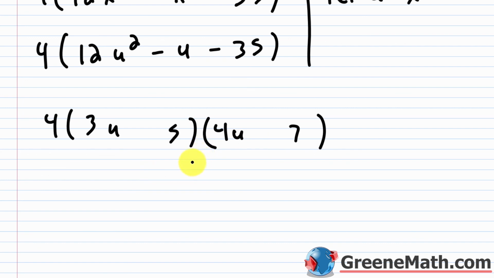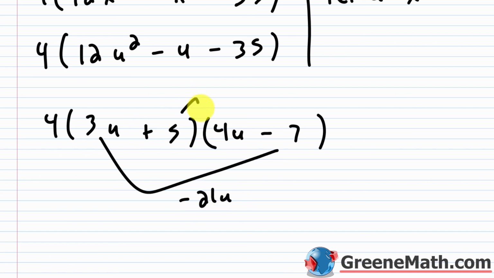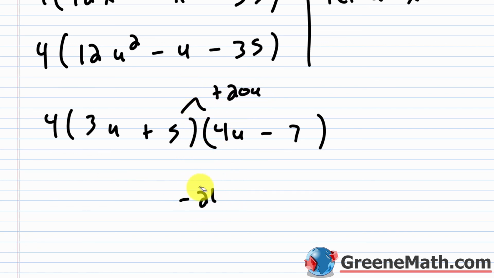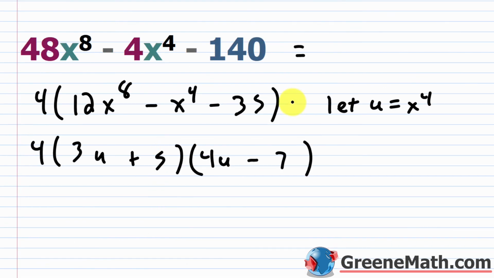You've got to play with the signs. I want this guy to be negative, right? So negative 21u. I want this guy to be positive, so positive 20u, right? So negative 21u plus 20u will give me that negative u. Okay, so this is what I'm looking for. And again, all I want to do, let me erase everything. Put this like this. I'll put equals. And again, u is equal to x to the 4th power, so get rid of this and this. We'll just put x to the 4th power here and here. We'll just say our answer is 4 times the quantity 3x to the 4th power plus 5 times the quantity 4x to the 4th power minus 7.